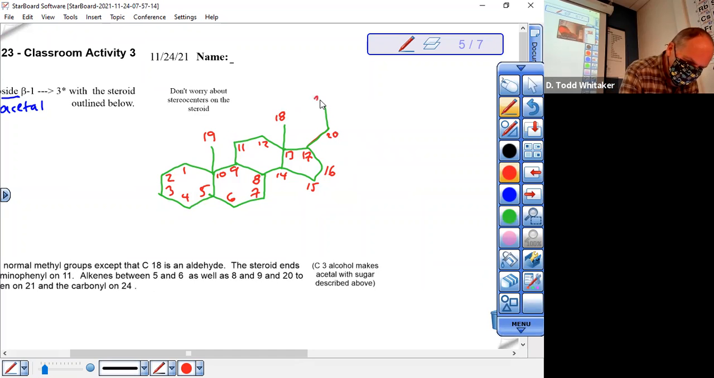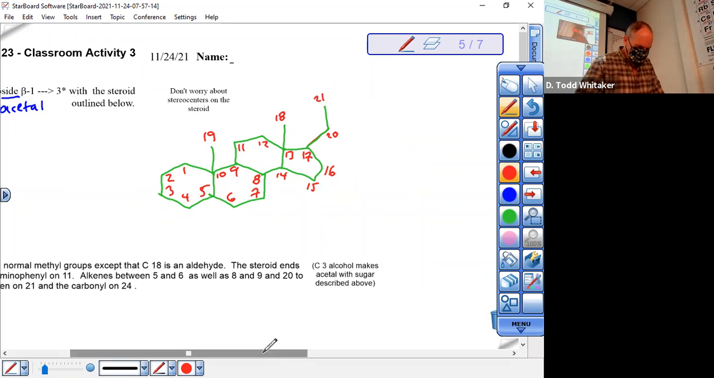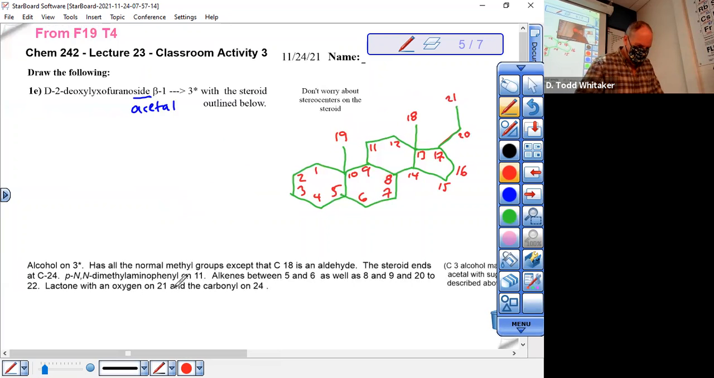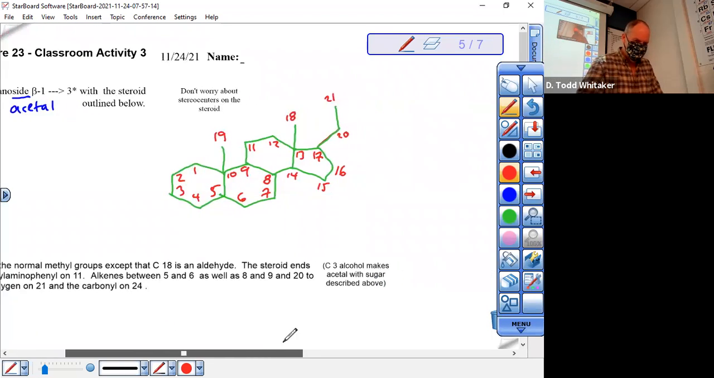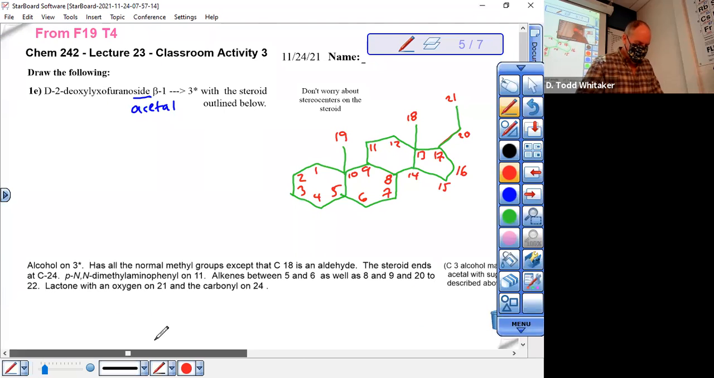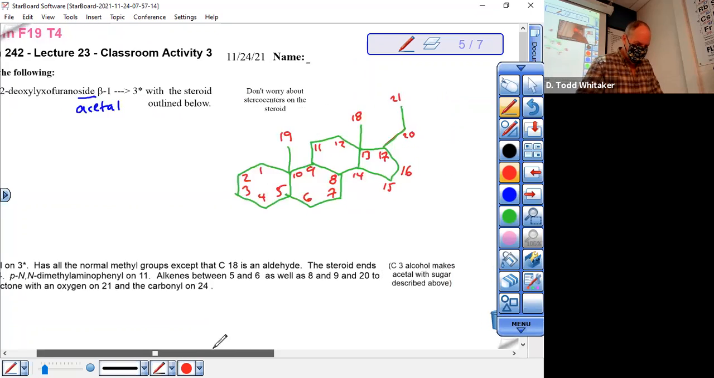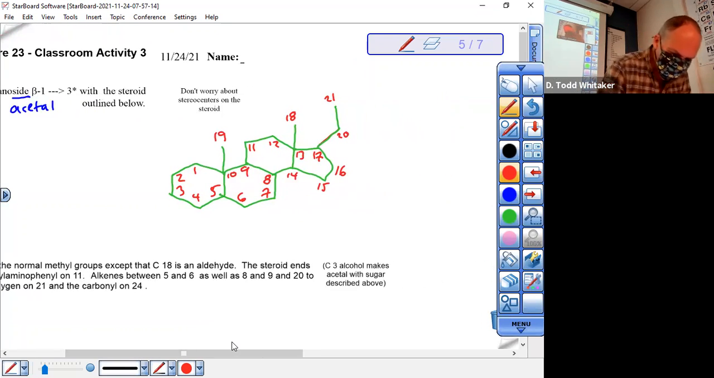20, 21. And I'm going to stop there because there's some stuff going on between carbon 21 and 24. It says there's a lactone with an oxygen on 21 and the carbonyl on 24. I think we can make this happen. A lactone with the oxygen on 21 to a carbonyl that's called C24.